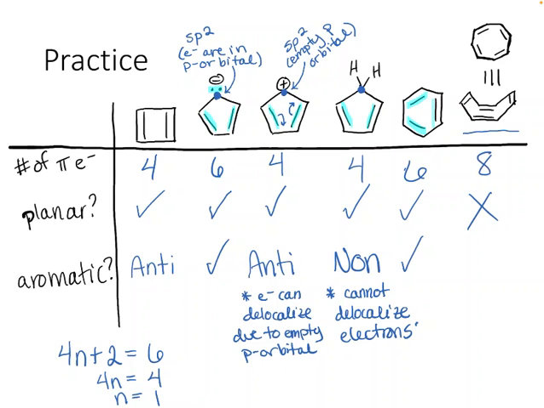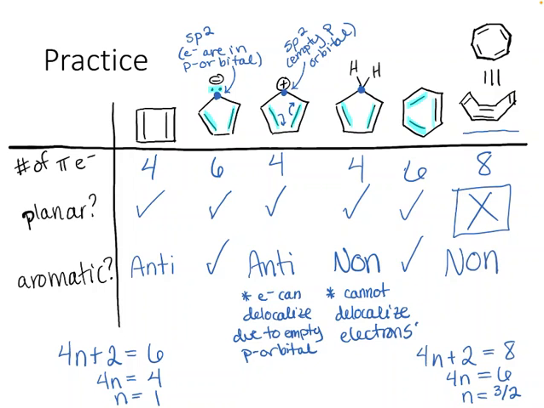8. So if we try to follow Huckel's rule, so 4n plus 2 equals 8, that means 4n equals 6, n would equal 6 divided by 4, which is 3 halves. So we don't have a whole number there. Now, it does look like those double bonds are conjugated, so they're alternating. However, because we don't have a planar molecule, this already becomes a non-aromatic molecule.